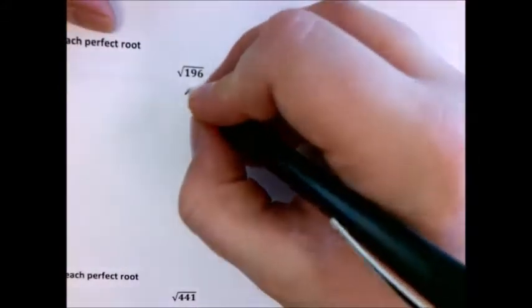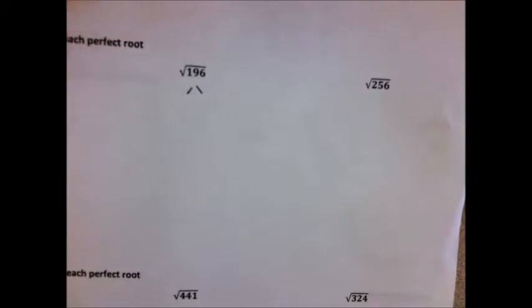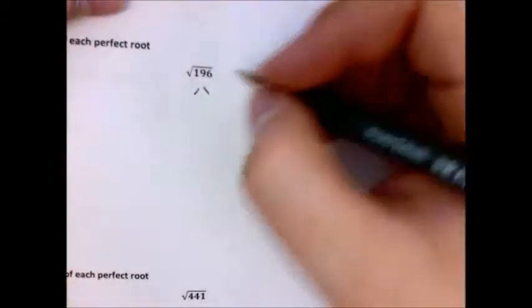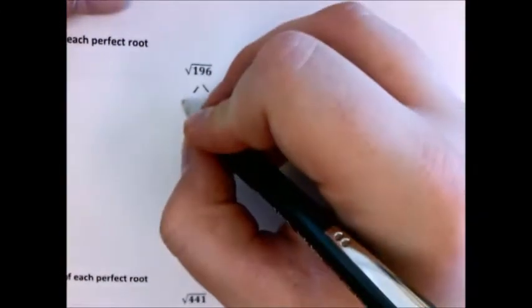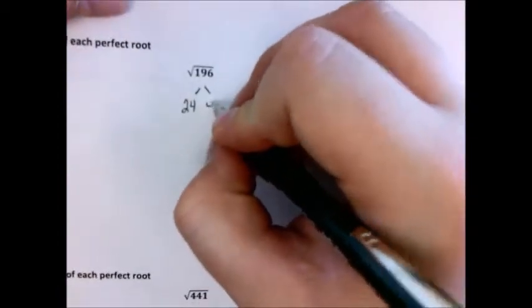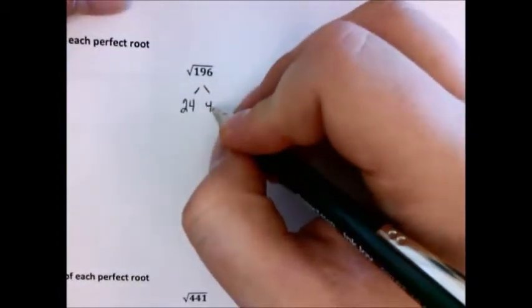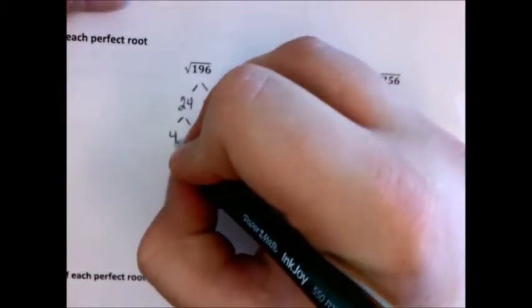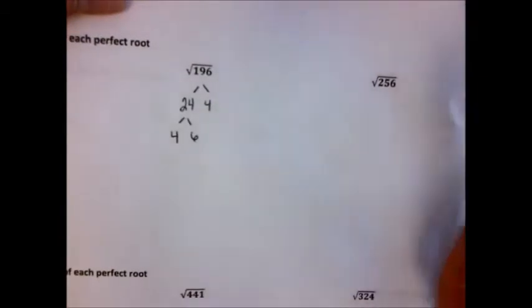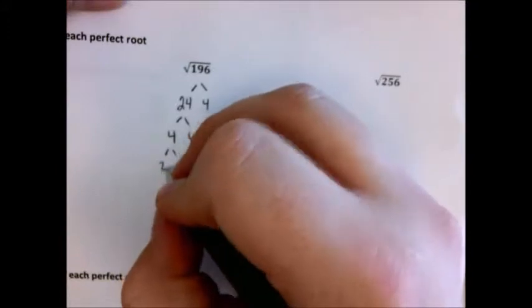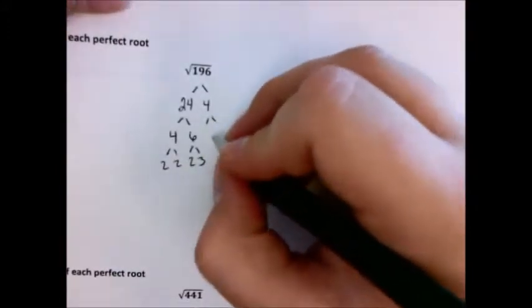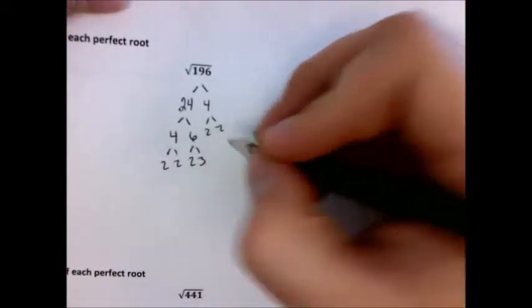196. All right, let's break this down. I'm going to guess 4. You don't always know a number that's going to go in, so I'm just going to say 4 for right now. So what it looks like is I'm going to put 24 and 4, because if you take 196 and divide it by 4, you should get 24. Well, 24 breaks down into 4 and 6.